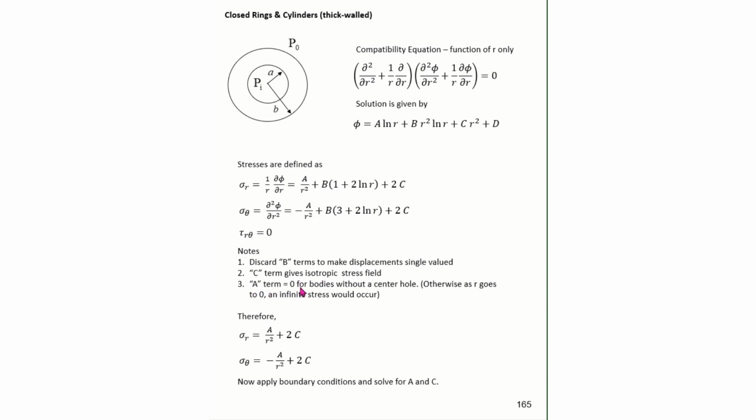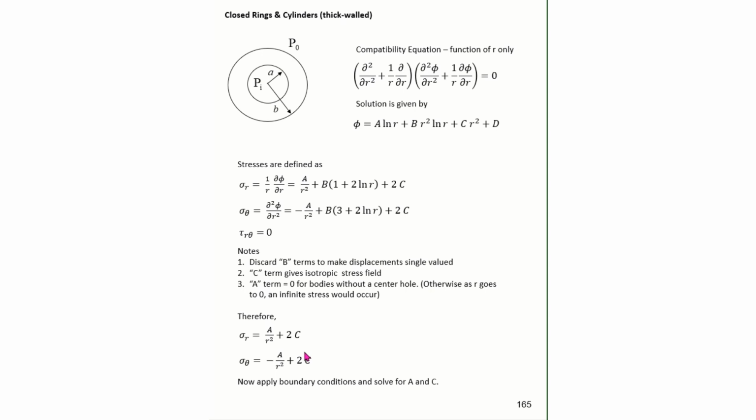The a term equals 0 for bodies without a center hole, but in our cylindrical problems, we're interested in bodies that do have a center hole, and so we will have the a term there. So the expressions that we end up getting are sigma r is a over r squared plus 2c, and sigma theta is minus a over r squared plus 2c. And again, A and C now are determined from boundary conditions.